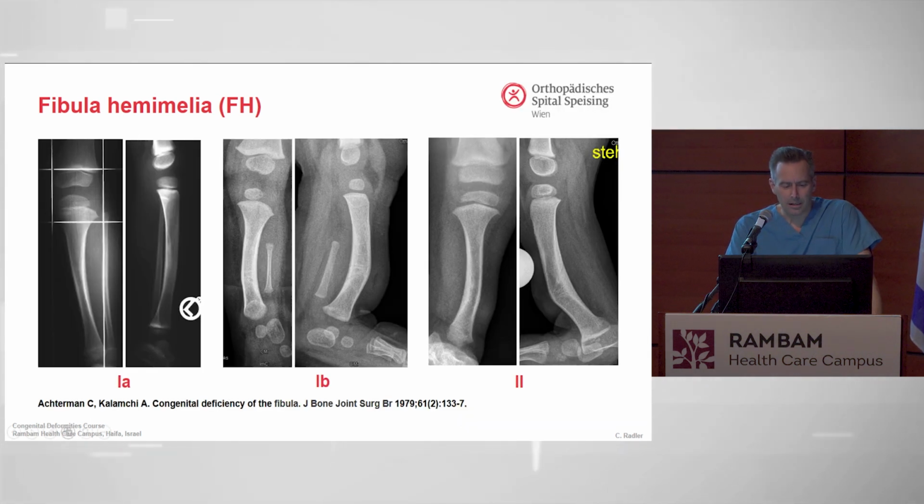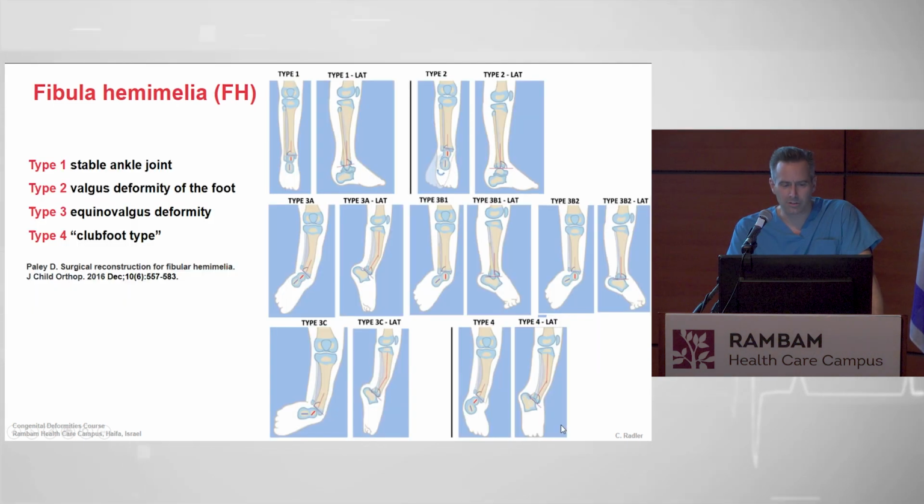This is the old classification. You saw the Achterman and Kalamchi, which basically just differentiates between a lot of fibula, a little bit of fibula, and no fibula. Of course, this is very descriptive and not very helpful in regards to treatment.